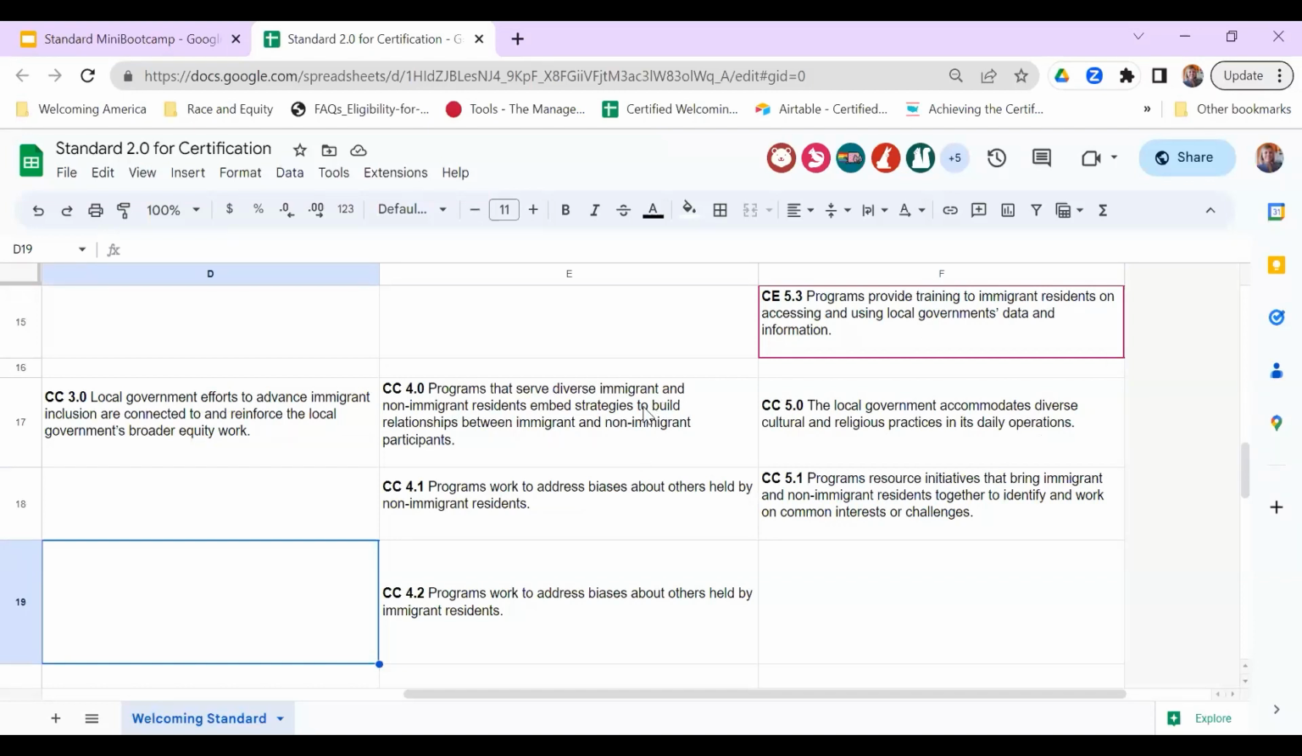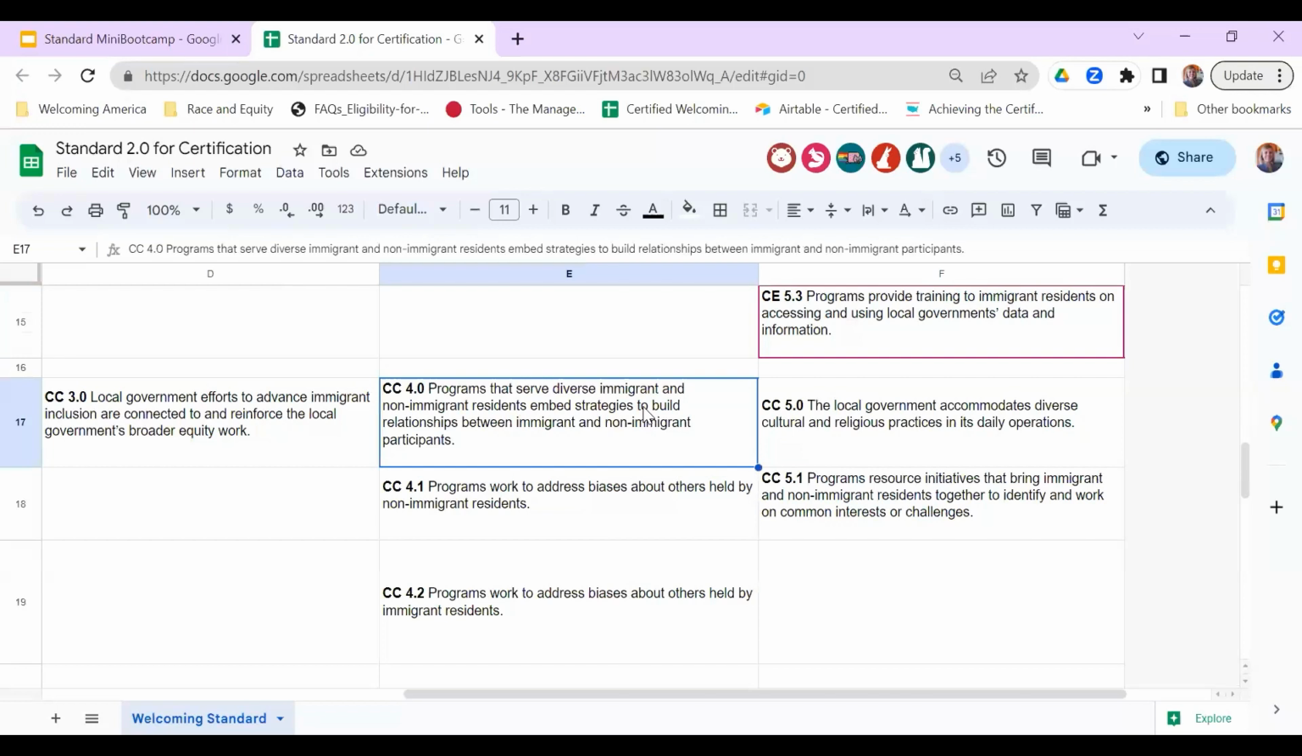So here we have programs that serve diverse immigrant and non-immigrant residents and embed strategies to build relationships between immigrant and non-immigrant residents. So here, quite honestly, this might not look like typical evidence. We're thinking more about program design and strategies that are embedded in programs, and that they're programs that probably already exist. So it might be that a community meeting alternates with English and Spanish simultaneous interpretation. It could be a community gardening program featuring vegetable sharing from residents with backgrounds that are different from each other.